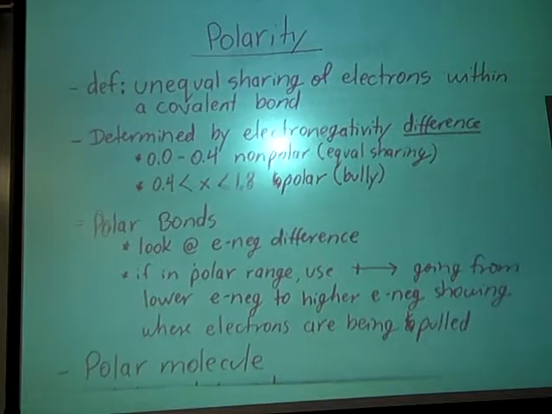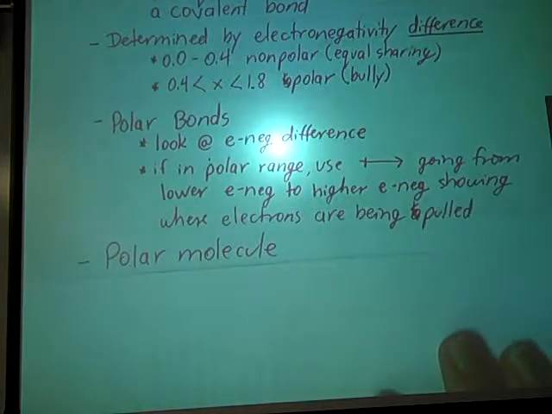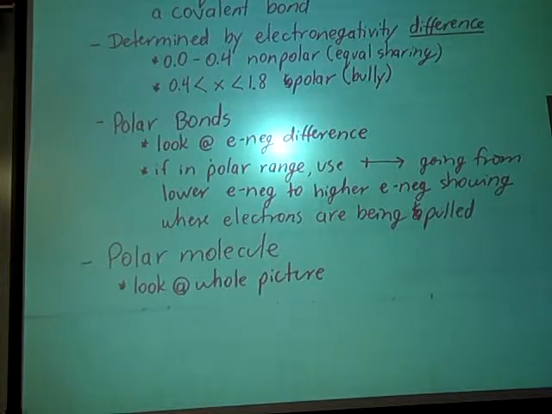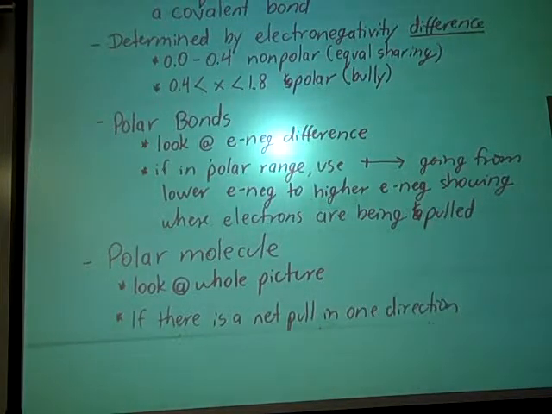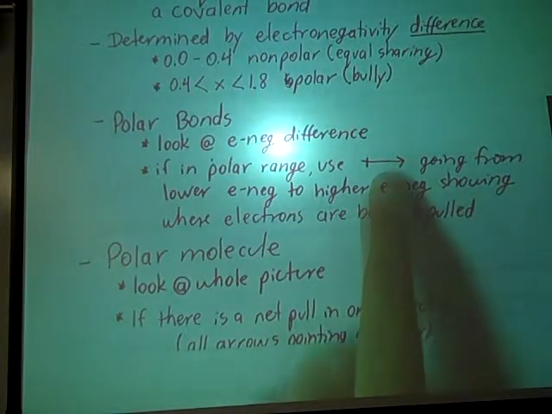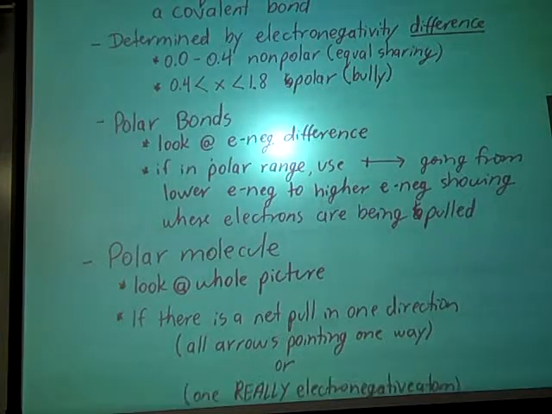If we want to determine whether or not our molecule is polar, so you've gone through and looked at each of your bonds individually, we have to look at the whole picture, at all of the bonds. And we're looking for a net pull in one direction. And there's a couple of ways that can happen. The first way is if all of our arrows, like this, all my electron density is all moving in the same direction. All my arrows are pointing one way.